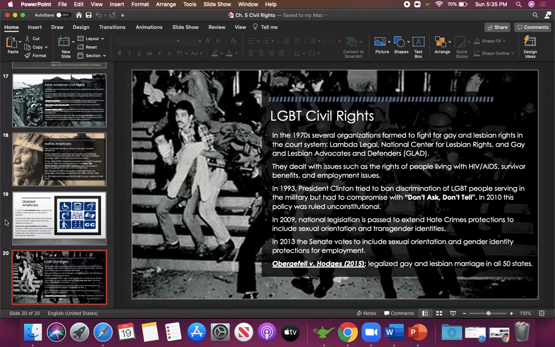In 2009, we get hate crimes protections applied to crimes committed against people because of their sexual orientation or transgender identity. In 2013, the Senate votes to include sexual orientation and gender identity in protections for employment. Today, sexual orientation is protected. Gender identity is still being debated in the court system. We have seen some progress, but there's not a definitive addition of gender identity to these protections just yet. And then, of course, in 2015, Obergefell versus Hodges is the case that legalizes gay and lesbian marriage in all 50 states. And then we talked about some of the other issues of privacy in the previous chapter.